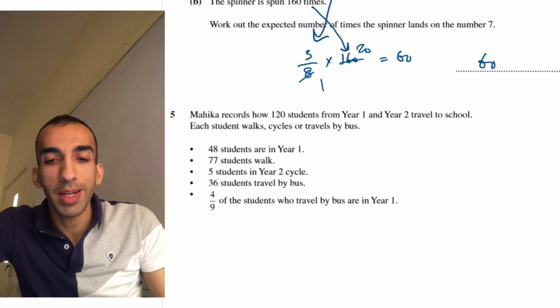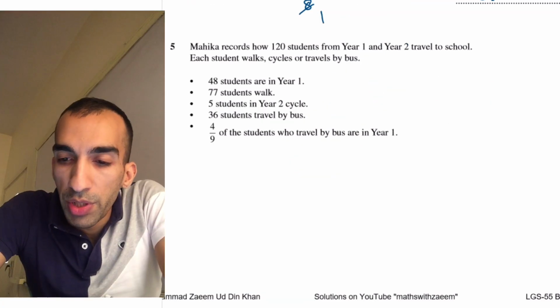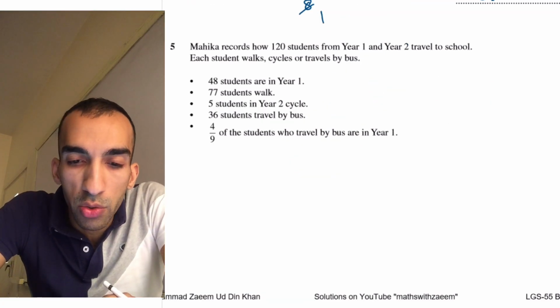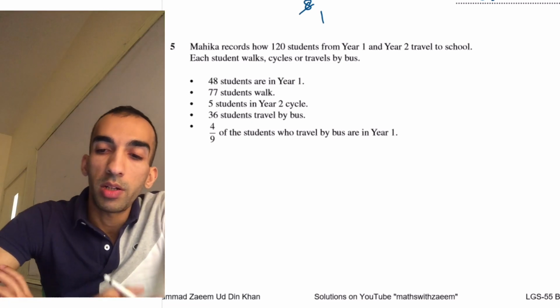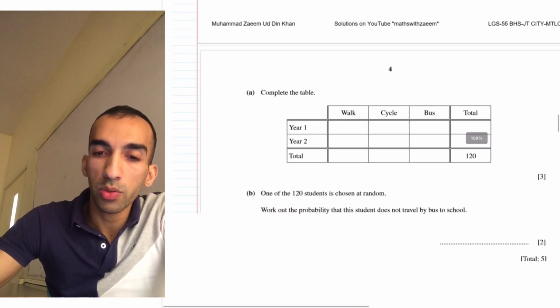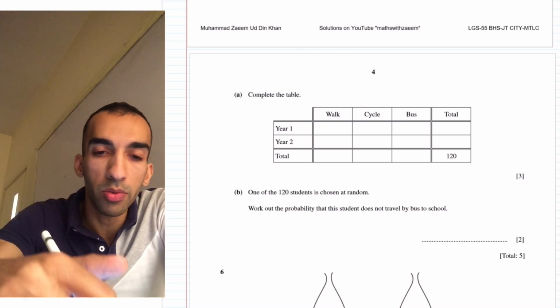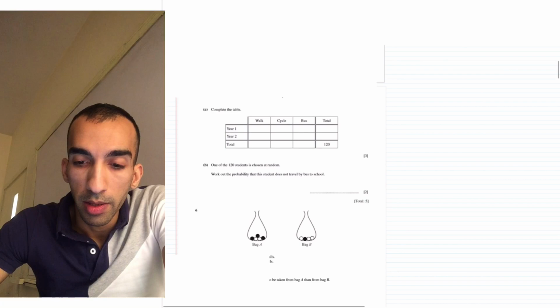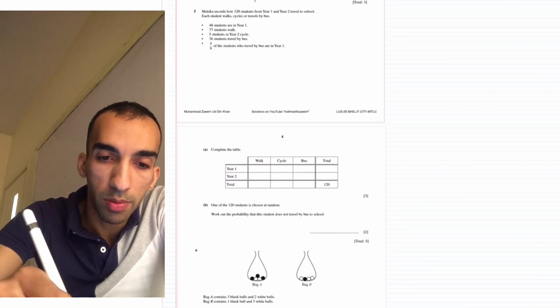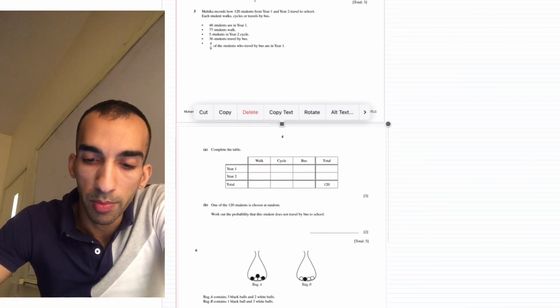Mahika records 120 students from year 1 and year 2 travel to school. Each student walks, cycles or travels by bus. 48 students in year 1, 77 students walk, 5 students in year 2. It's pretty confusing, but let's go to the next question and try to understand what it's referring to. Well, they're asking us to fill a table, and in order to fill this table it will be very important that I pull this table up.